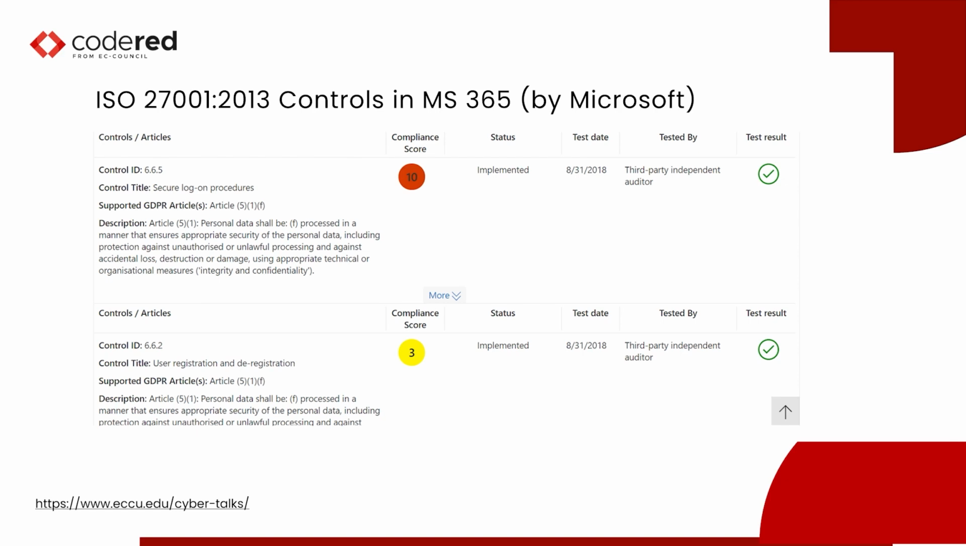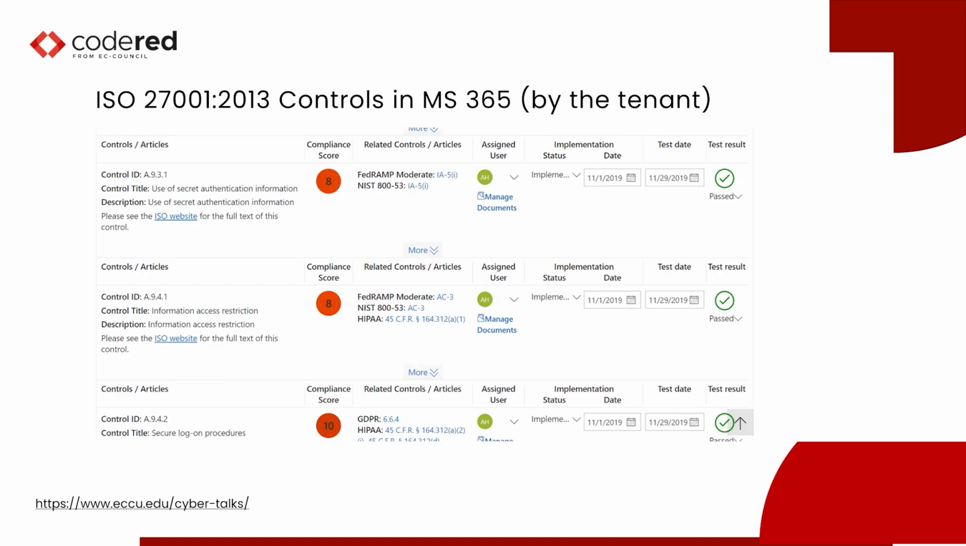And below you can see the same, just for user registration, deregistration. Here, obviously, it's not that critical, so that compliance score is a little bit lower. But again, the identical third-party independent auditor did the test, and they passed. So this is actually done by Microsoft. So you get scoring by them, but you can actually improve your scoring.